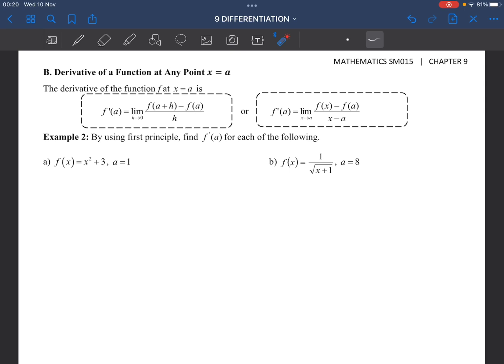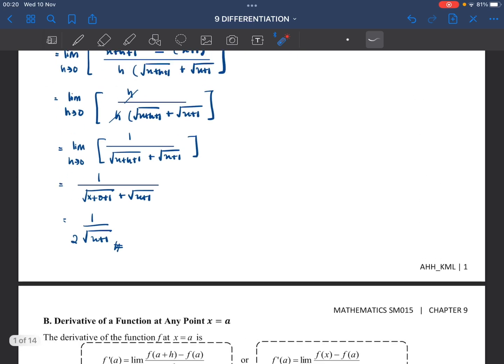Derivative of a function at any point x equals a. Basically the same thing, it's just we are going to replace the x here with a. So ada value lah. If you look at example 2, the question said by using first principle find f prime(a) when a equals 1, when a equals 8.